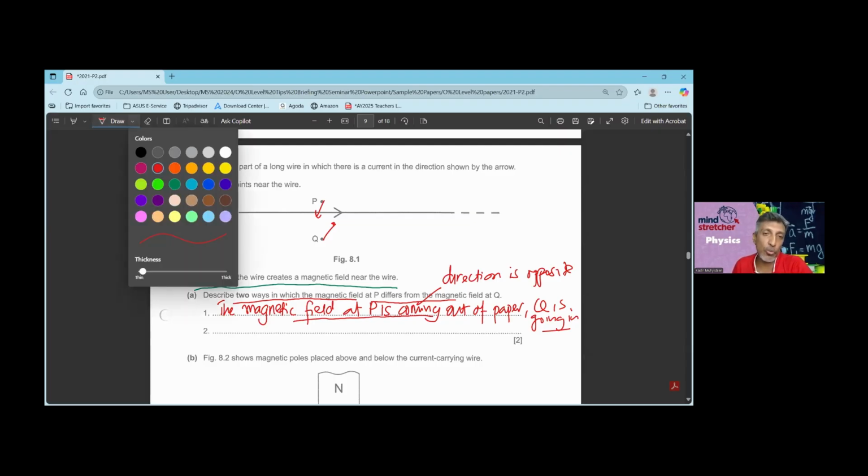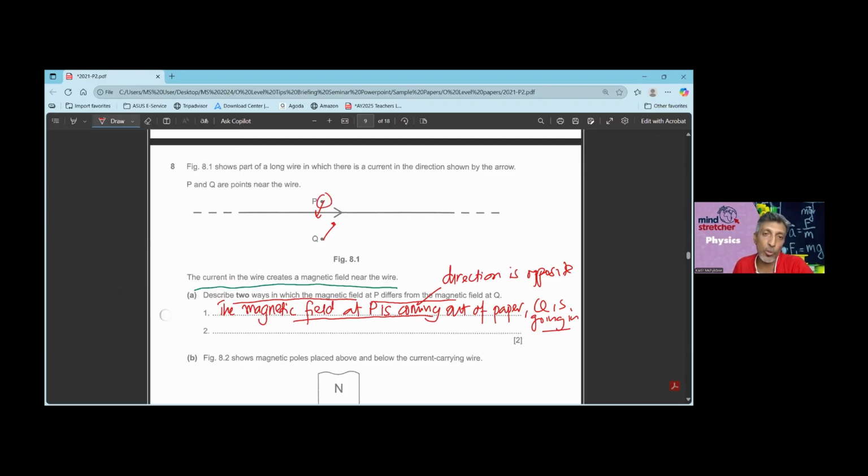The other one is because P is closer to the wire. Look, P is closer to the wire. The magnetic field at P is stronger. Okay, why stronger? Guys, why is it stronger? You can use the right hand grip rule.